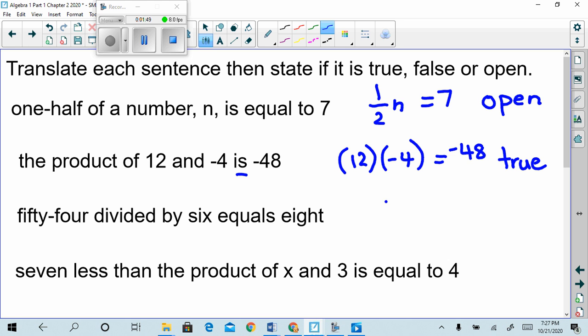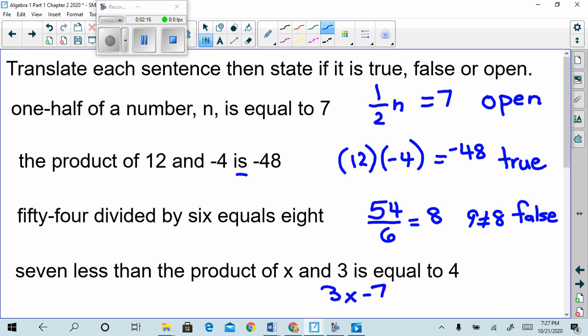54 divided by 6 equals 8. Well, if I do the math on the left and I calculate, I get 9, which does not equal 8. This is a false sentence. Final one. 7 less than the product of x and 3 is equal to 4. Well, as soon as I saw a variable there, I knew this was an open sentence or open equation. So there we have our translations.